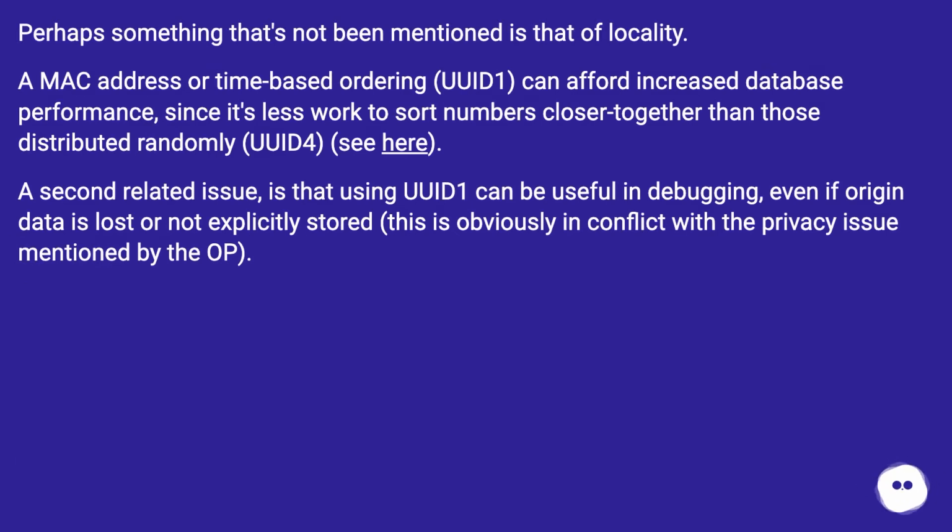Perhaps something that's not been mentioned is that of locality. A MAC address or time-based ordering, uuid1, can afford increased database performance, since it's less work to sort numbers closer together than those distributed randomly, uuid4. A second related issue is that using uuid1 can be useful in debugging, even if origin data is lost or not explicitly stored. This is obviously in conflict with the privacy issue mentioned by the OP.